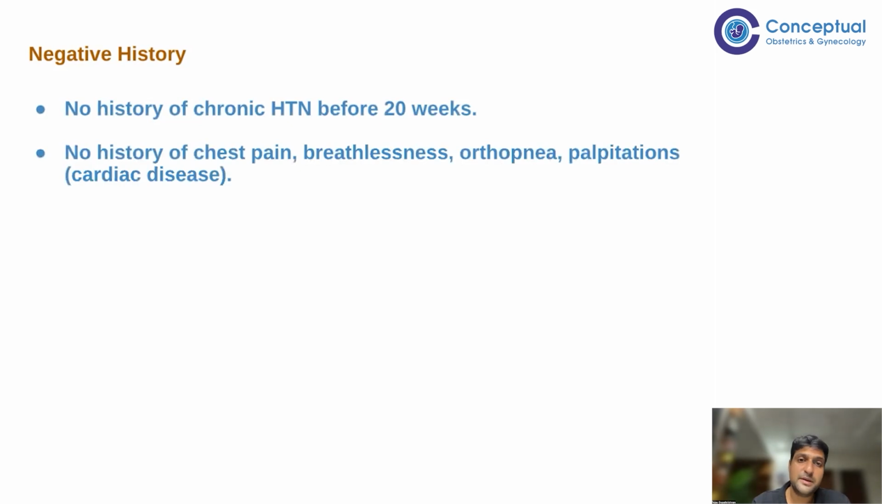Is there a history of chest pain, breathlessness, orthopnea, or palpitations? Why? What if it's a cardiac condition which is leading to increased blood pressure? What if it's a cardiac condition associated with preeclampsia? Or what if it's a preeclampsia which has led to cardiac condition? It could be anything. Preeclampsia leading to cardiac condition, preeclampsia being associated with cardiac condition, or a cardiac condition leading to preeclampsia. In all of these cases, you have to rule out a cardiac disease. So history of chest pain, breathlessness, orthopnea, palpitation, this is a must. If you can say this, you will definitely get those brownie points.